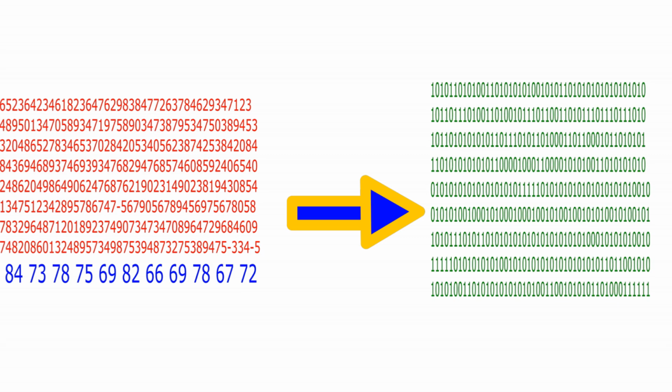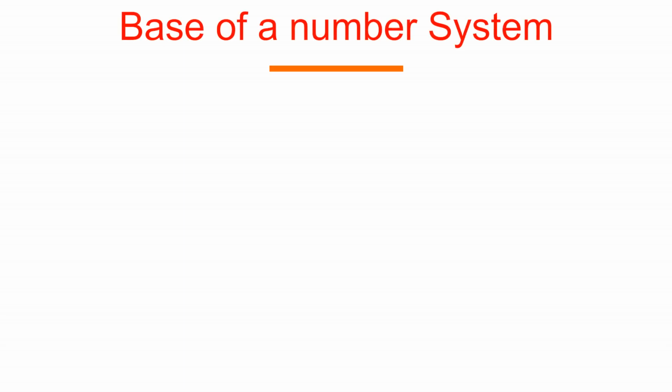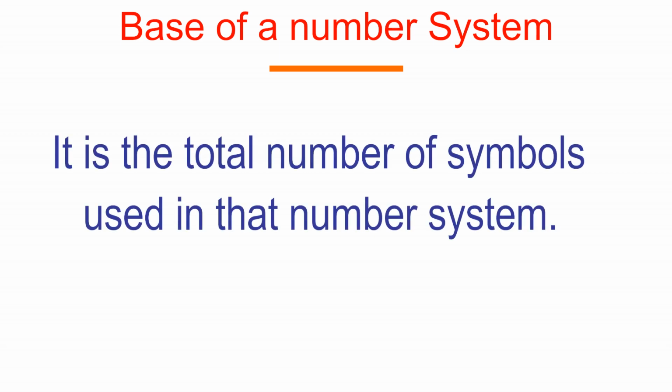So let's learn how to convert a number in decimal to binary. So first you need to know what the base of a number system is. Let me explain it to you in short. The base of a number system is the total number of symbols used in that system. Didn't understand? Let's take an example.